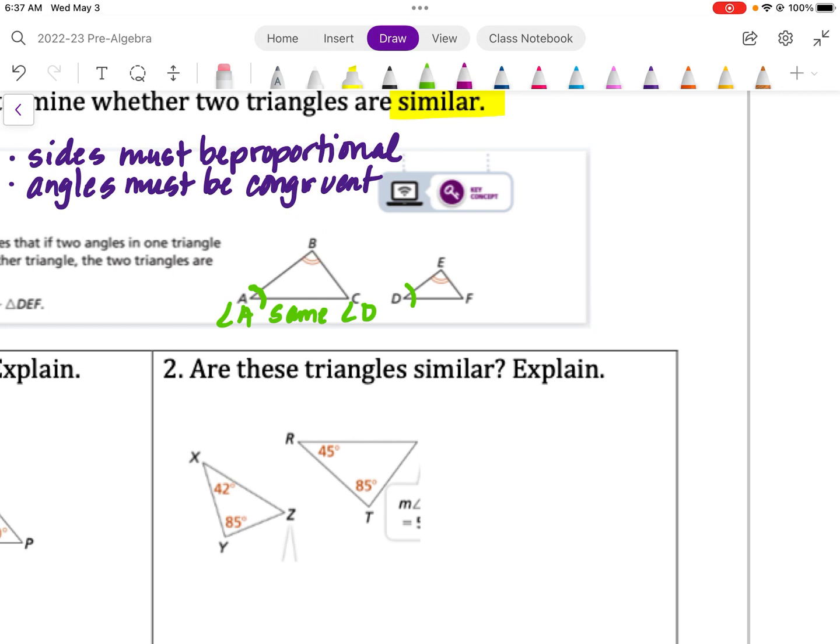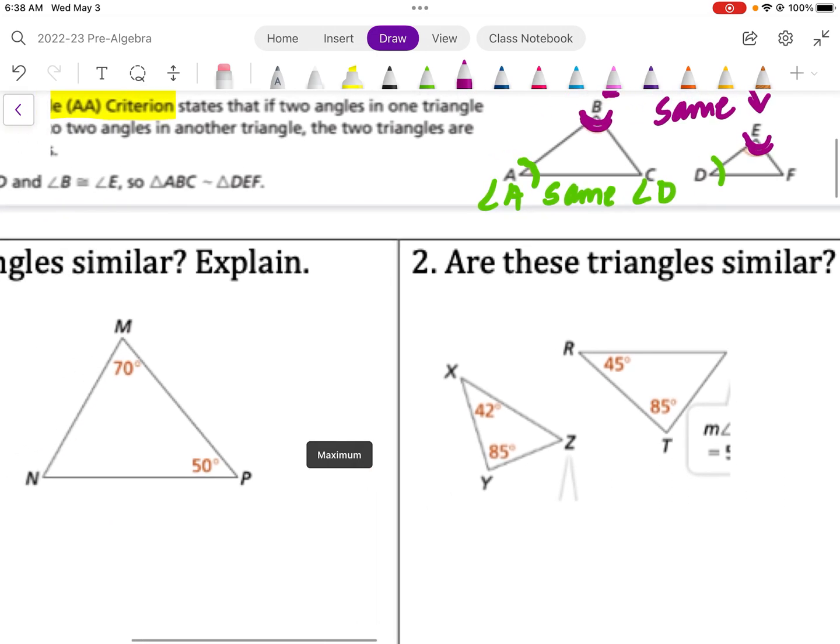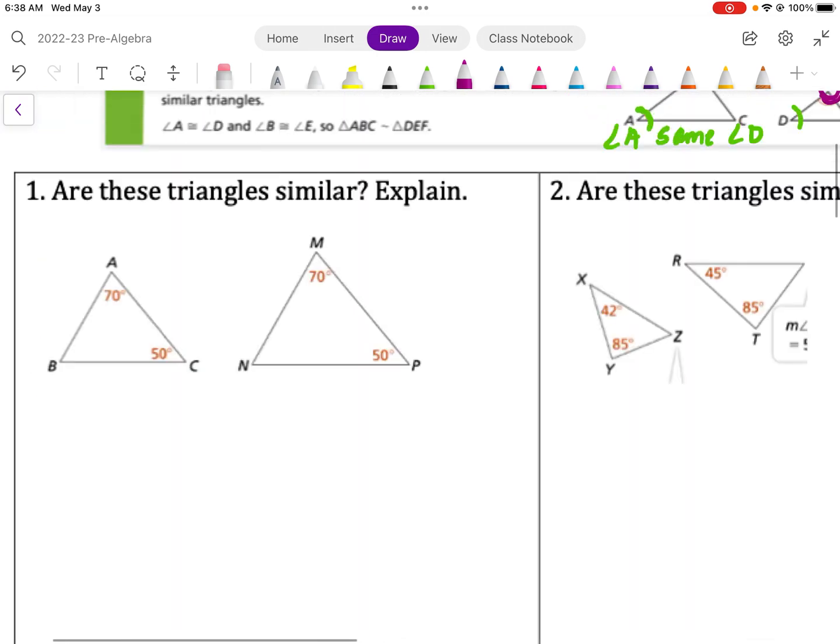And then where you see two arcs in the top, angle B is the same as angle E. Okay, so this angle is the same as this angle. They are exactly the same measure. And if we can prove that two angles are the same, then by default, the third has to be the same also. So that's why we only need to make sure we prove two.